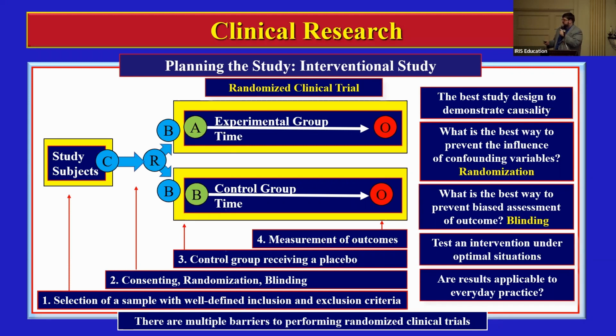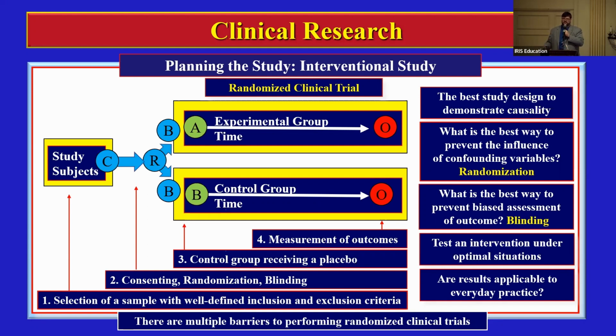Of course, since there are very strict inclusion and exclusion criteria, that may limit your generalizability. Most clinical trials will exclude pregnant people, they'll exclude immunocompromised patients, they'll exclude patients who are on various drugs.